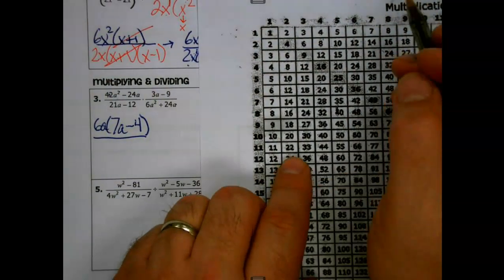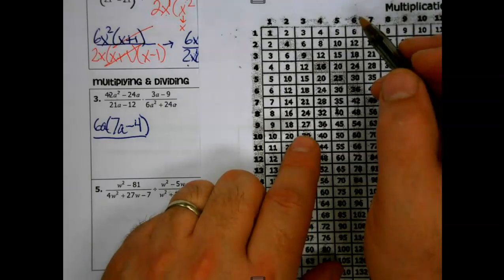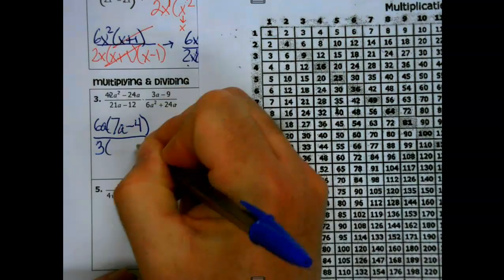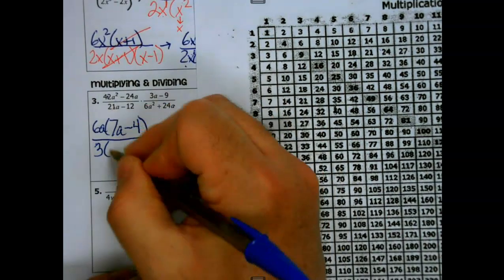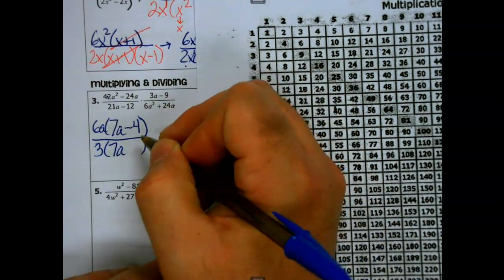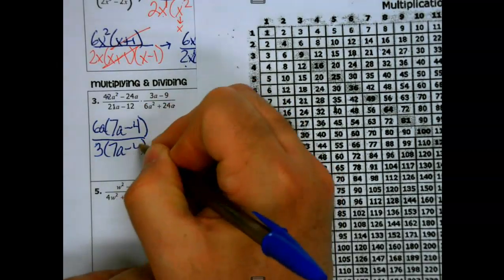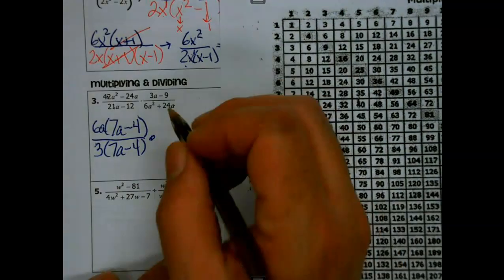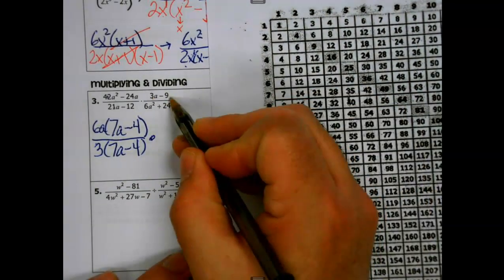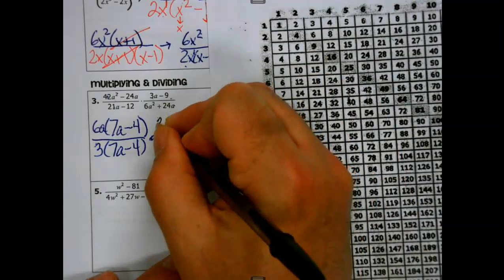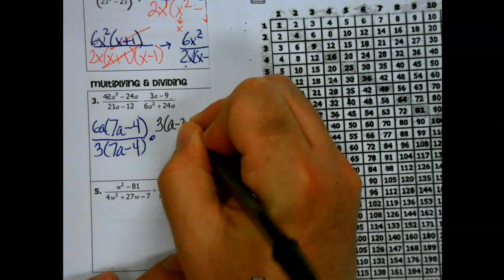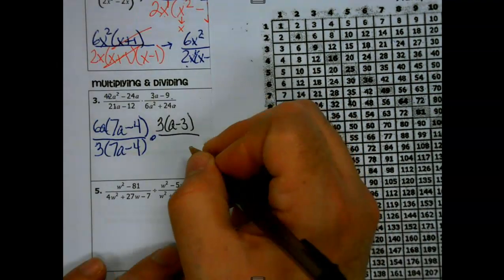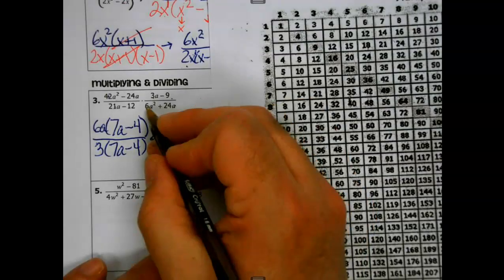And then I'm like, okay, 21 and 12. 21 and 12 looks like a 3 to me. 21 divided by 3 is 7. Need the A. Negative 12 divided by 3 is negative 4. Hey, that's sweet. We already see something's going to cancel. 3a and 9, anything in common? 3. Divide that out. A minus 3.